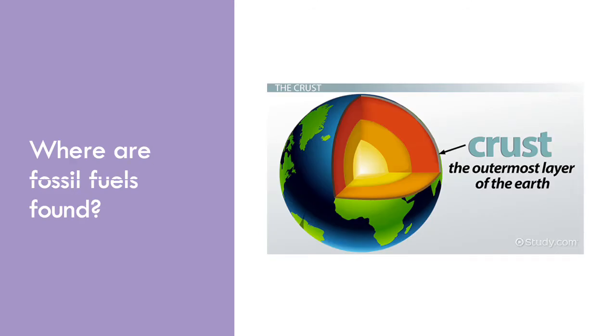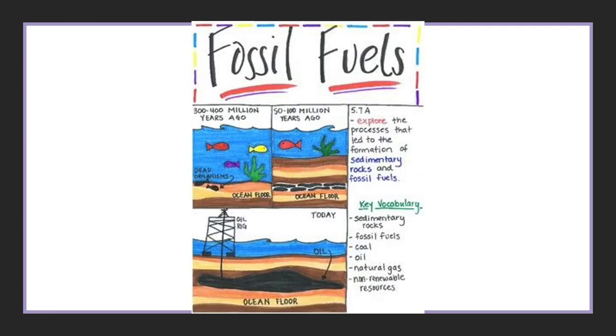Now that you know the three main types of fossil fuels, let's talk about where do we find fossil fuels? We usually find them in the Earth's crust, which is the outermost layer of the Earth. So you're not just going to look at the ground and go, hey, a fossil fuel. You do have to dig a little bit. So let's talk about where those come from. So when we go and we dig into the Earth's crust, we find these things called fossil fuels.